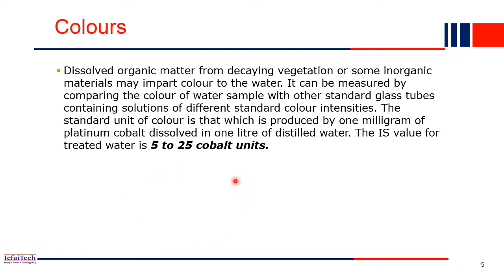So one instrument is there, in which different color bars are present. First we have to keep our water sample in the glass tube, and we have to compare which color it is matching with this bar. So the value of this treated water should be 5 to 25 cobalt units. The unit of this colorimeter is basically the cobalt unit. So we compare the water color with the cobalt color, and based on that we grade it. As per our Indian standard for treated water, the cobalt unit should be in the range of 5 to 25.